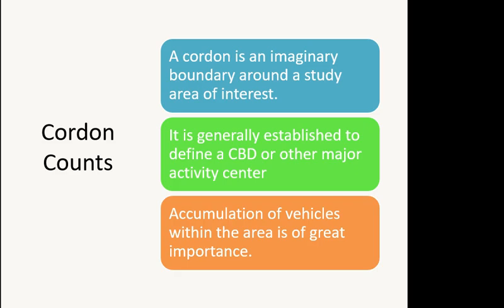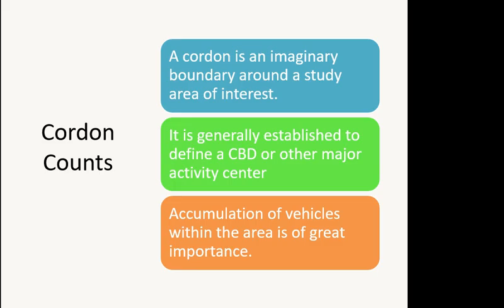The next specialized counting study is a cordon count. Cordon means a boundary. So you select an area which is of high importance for you, high importance in terms of traffic. So in terms of traffic, this area is very important.